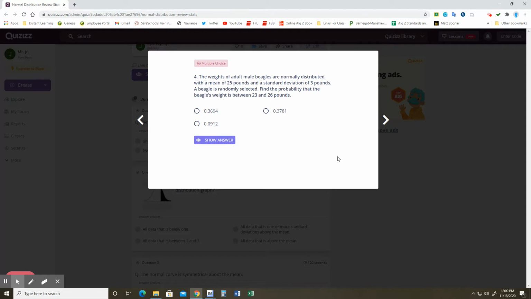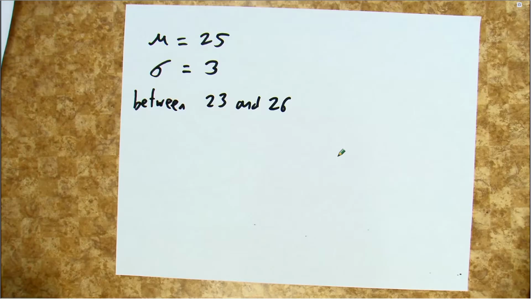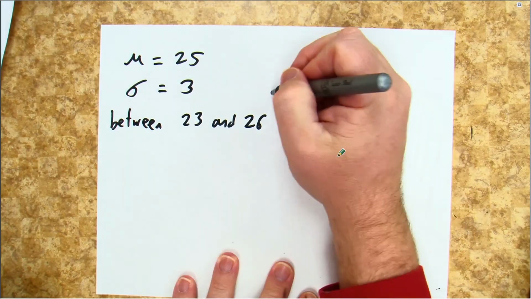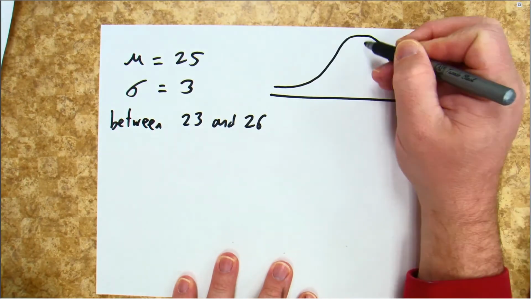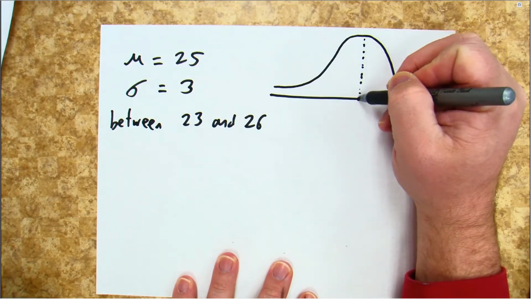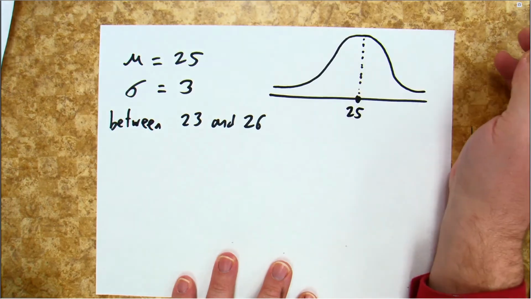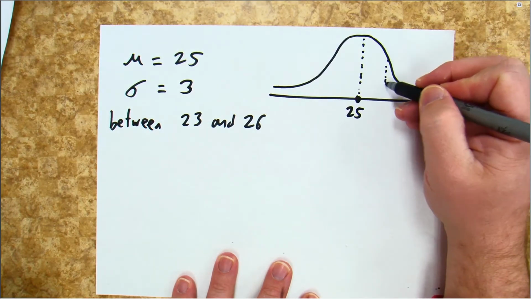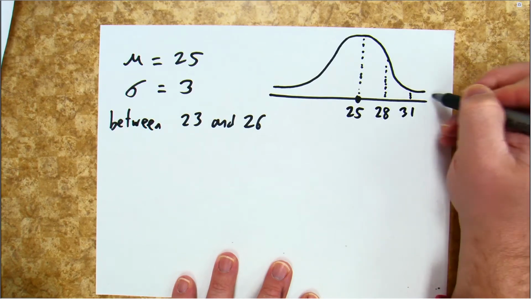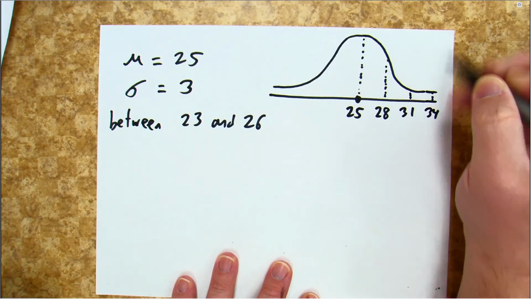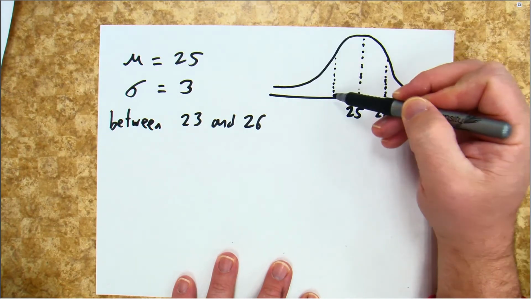Now I'm not going to draw this whole thing out for every single problem, but I am going to draw this out for this particular problem. There's my terrible normal curve with my mu right in the middle, and the standard deviation's 3, which makes this a 28, 31, 34, etc. Down here, it would make it 22, 19, 16.